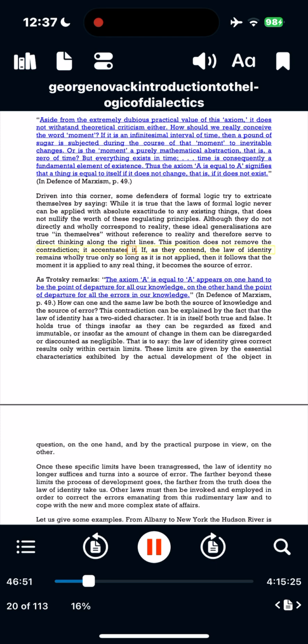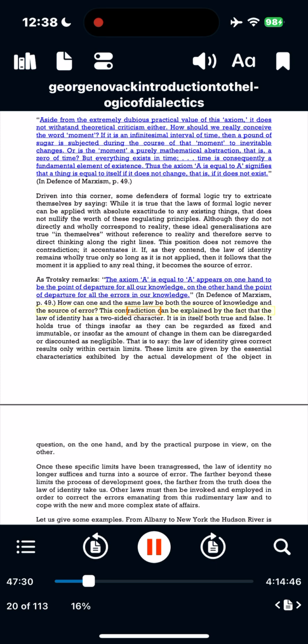It accentuates it. If, as they contend, the law of identity remains wholly true only so long as it is not applied, then it follows that the moment it is applied to any real thing, it becomes the source of error. As Trotsky remarks, the axiom A is equal to A appears on one hand to be the point of departure for all our knowledge, on the other hand the point of departure for all the errors in our knowledge. In Defense of Marxism, page 49. How can one and the same law be both the source of knowledge and the source of error?